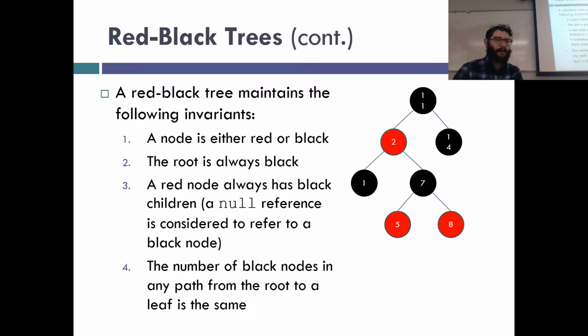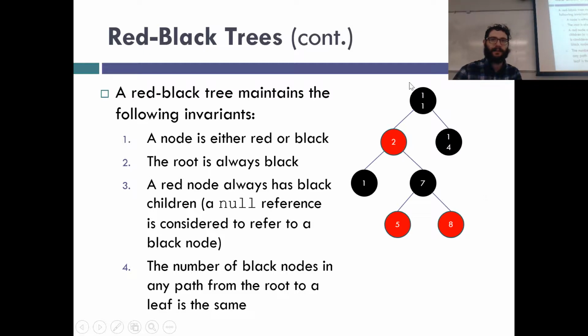So again, here are the rules, except they have 4 rules here. The node is either red or black. The root is always black. A red node always has black children. Nulls are black, right? So they took out the rule about the leaves being black, and they just simply combined it into here, saying that the nulls are black. And you always have the same number of black nodes on any path from a root to a leaf.